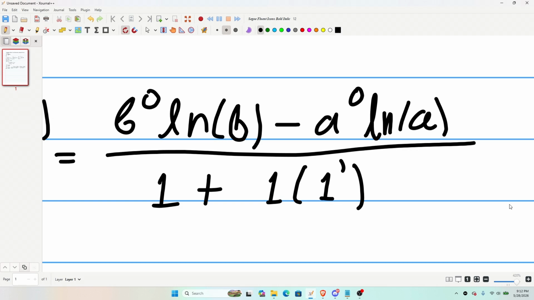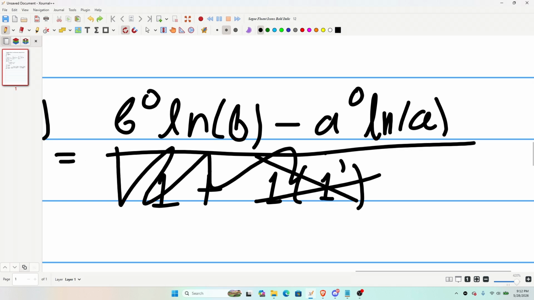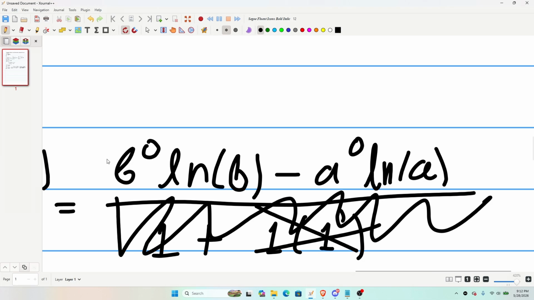And remember that the derivative of a constant is always 0. So this term completely goes away. And also because we're left with 1 on the denominator and we're dividing by 1, this entire fraction goes away and we're just left with the numerator. We can assume that b to the 0 is 1.